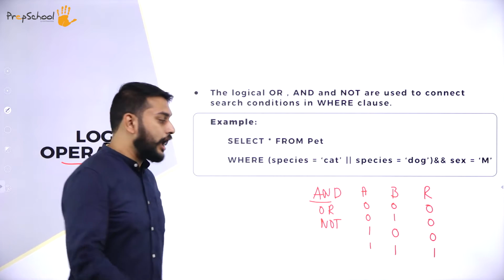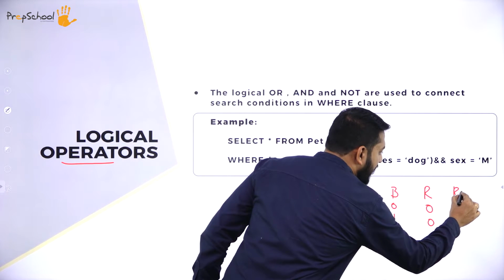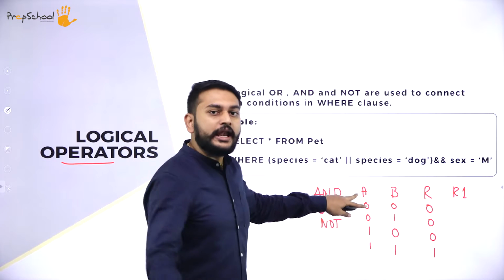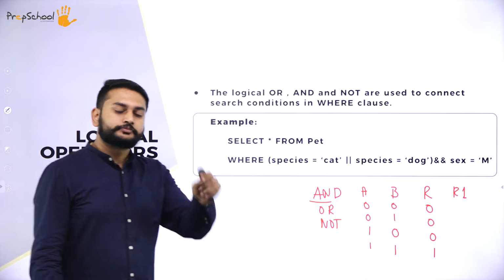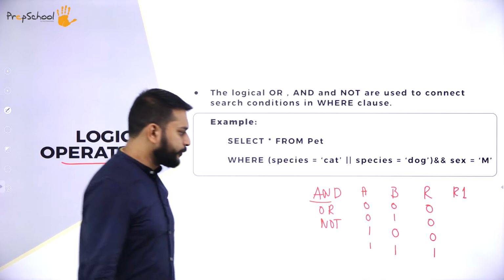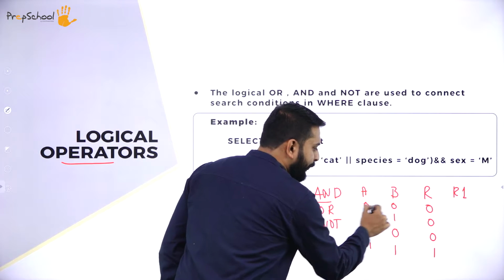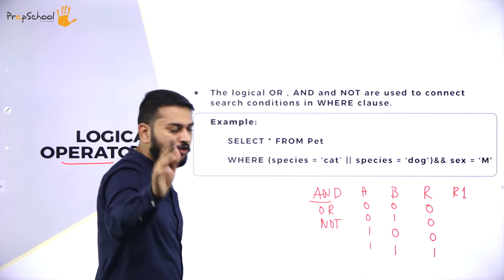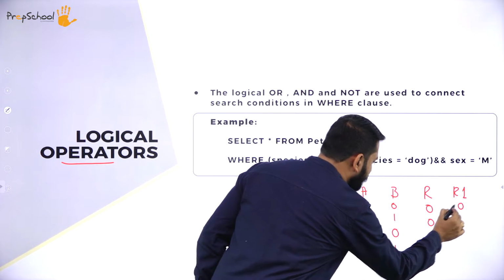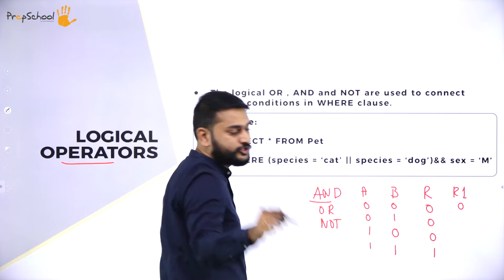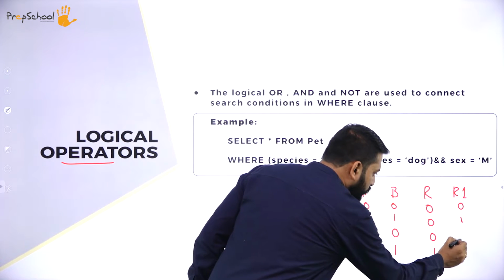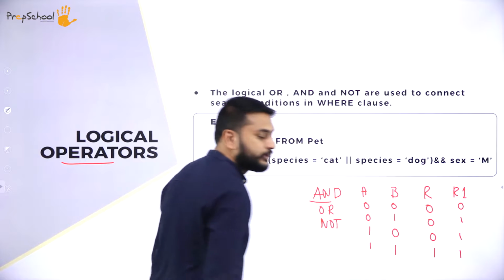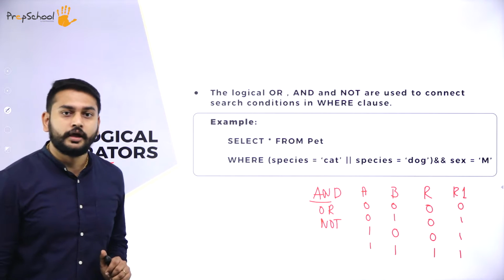So when it comes to OR, okay, so I will just take it as R1. In OR, if any one input is true, then my result is true. So please observe here. Here both the inputs are false, so my result will be false. Here at least one is true, so I will make it true. Here at least one is true, I'll make it true. Here both are true, then it is true. So this is how OR is working.